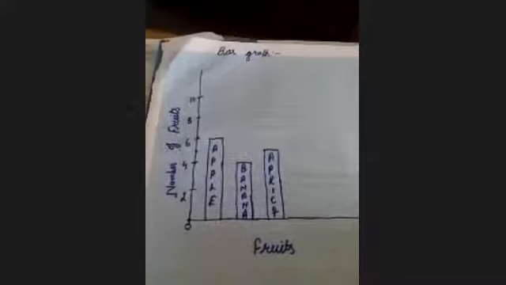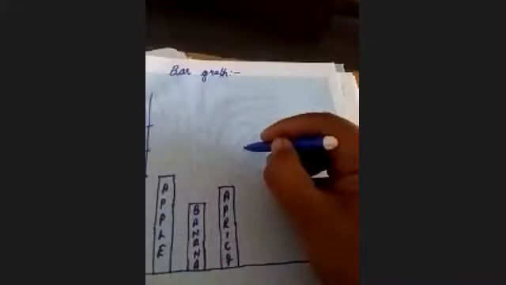Clear, students? Last is orange. There are 8 oranges in this basket. So 8 lies here. Oranges.